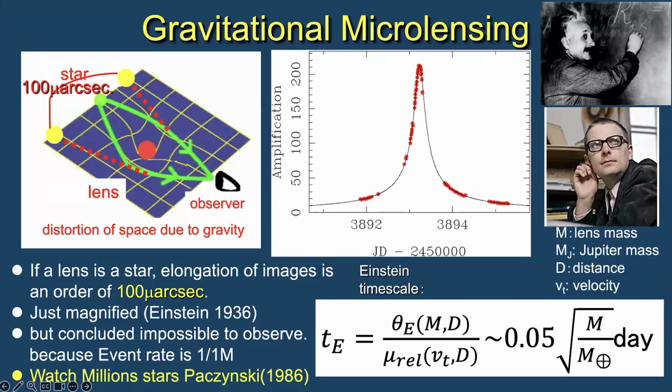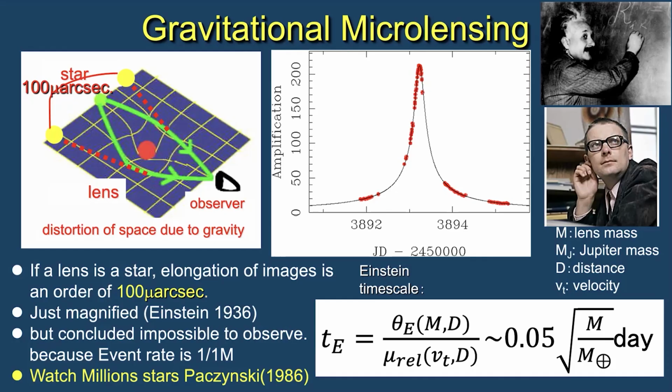So here's the schematic of the microlensing. There is the lensing object along the line of sight towards the background stars. The light from the star is bent like this and then magnified. And when the lens is crossing the line of sight, the magnitude of the star is magnified like this instantaneously, and then goes back to the normal brightness.